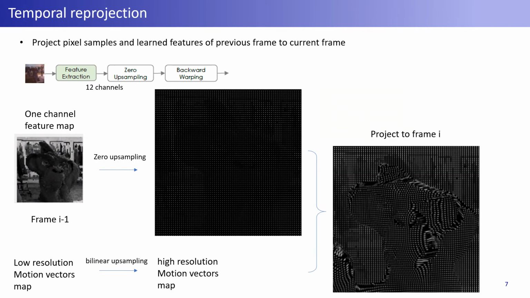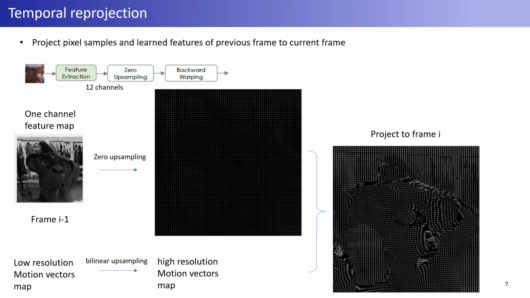Temporal projection. The goal of this part is to project pixel samples and learned features of the previous frame to the current frame. When we finish feature extraction, we have 12 channels. For each channel, they do zero upsampling and backward warping. For example, we have one channel feature map in frame I-1 and then do zero upsampling like this.